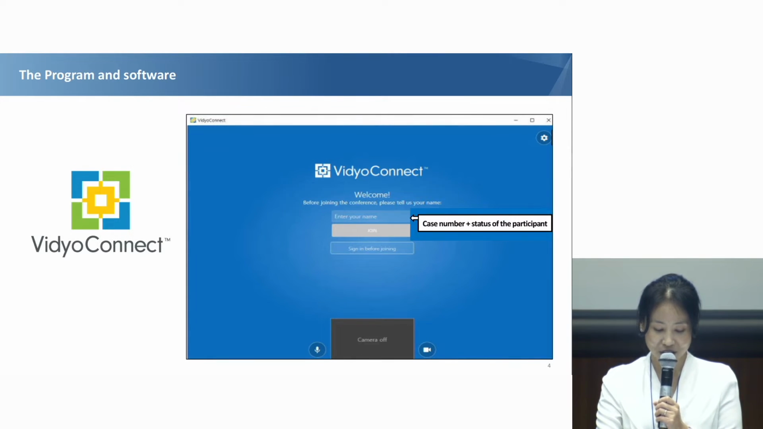The Judiciary of Korea has obtained a license for the Video Connect program from Video Incorporated. The program is installed on the court's intranet server. As a result, the system offers 4 major benefits: robust security, convenience, satisfying speed, and good quality.